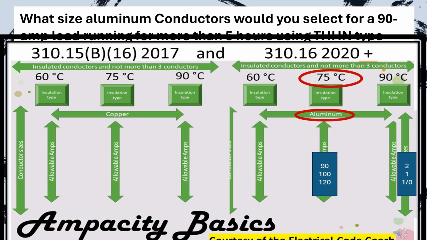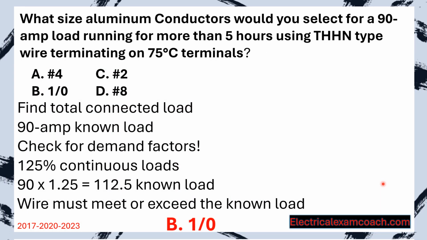We head to our primary ampacity table, but this time we have to be careful because they are wanting aluminum conductors. So we're actually going to start on the right-hand side of this table. We're in the 75 degree C column. We come down and we find a wire that meets or exceeds the known load, and we find out that it needs to be on a 1/0. Let's get to it.